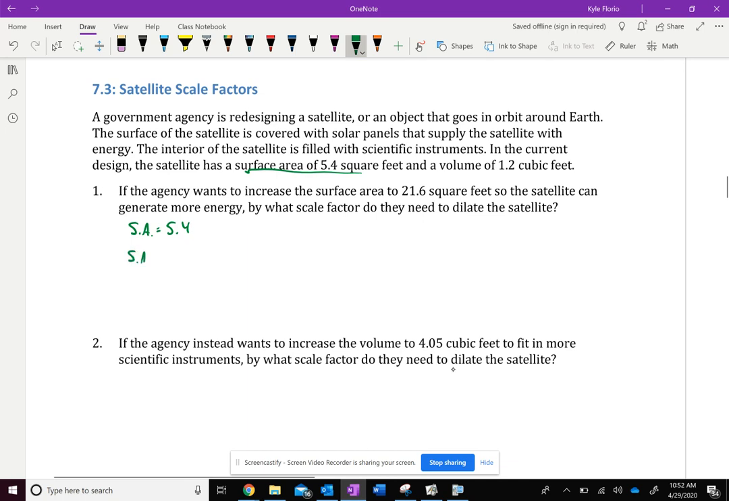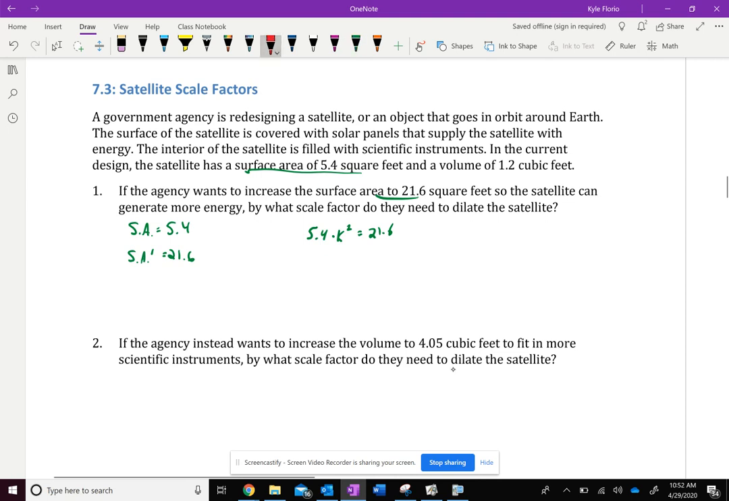I'm going to call this the surface area prime. I want the new surface area to be 21.6. So what is the scale factor going to have to be so that happens? Well, I need to take my original area, multiply it by the scale factor squared to get the new surface area of 21.6. So what would that scale factor have to be? Now we just have to work backwards and solve.